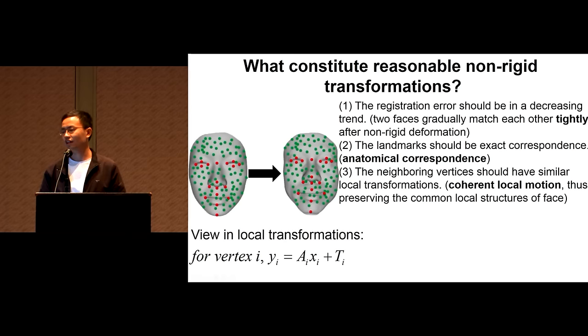So there is a question: if each vertex holds a different local individual transformation, what constitutes a reasonable transformation? Our experiences are, first, the registration errors should be in a decreasing trend such that two faces can match each other tightly. Second, the landmarks should be in exact correspondence, and this guarantees semantic correspondence and preserves the global structure of human faces. Thirdly, the neighboring vertices should have similar local transformations such that coherent local motion is guaranteed, and this preserves the common local structure of human faces.